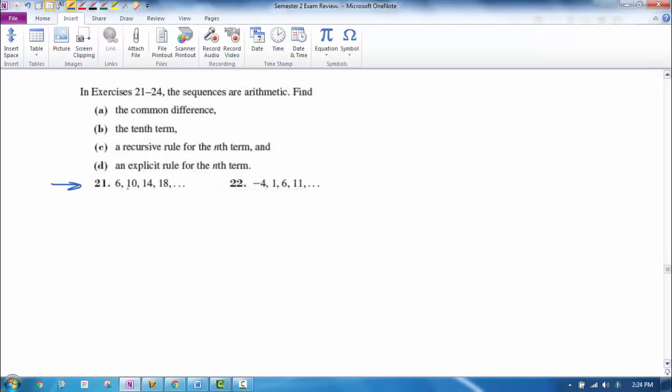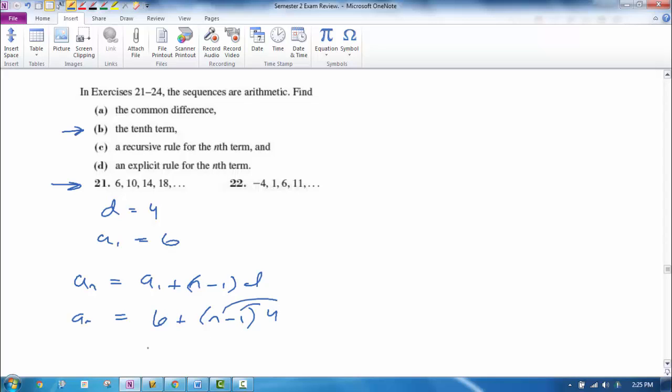Okay, next let's do 21 right here. Looks like we're adding 4 each time, so the common difference would be 4, and our first term is 6, and they just want us to find, well, we got the common difference, let's find the 10th term. The arithmetic sequence then is the first term plus n minus 1 times the common difference. First term is 6, n minus 1 times the common difference of 4, and if we distribute that, we get 4n plus 2. And then if we wanted to find the 10th term, plug in 10, and you get 38 then. So the 10th term would be 38.